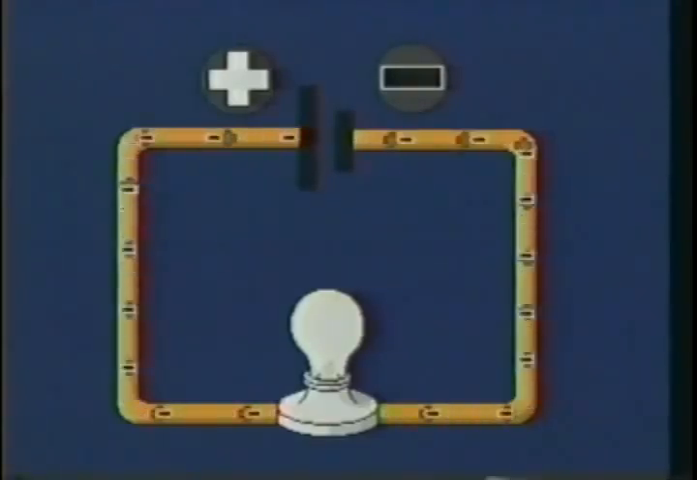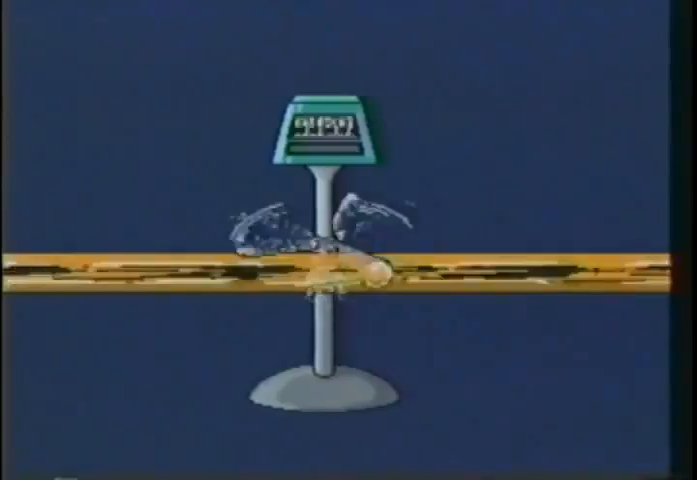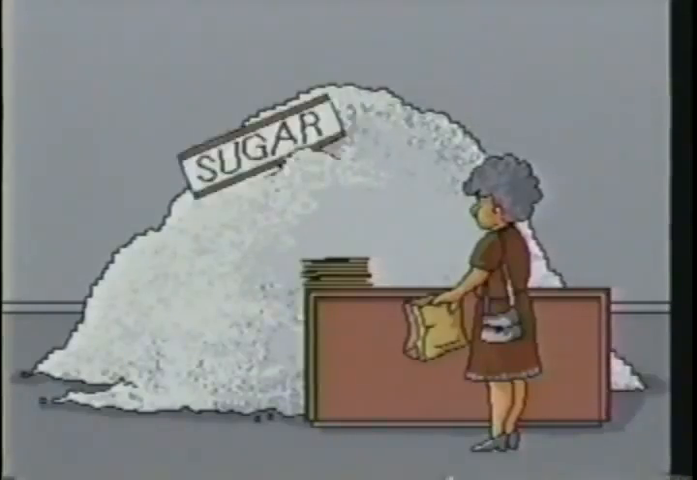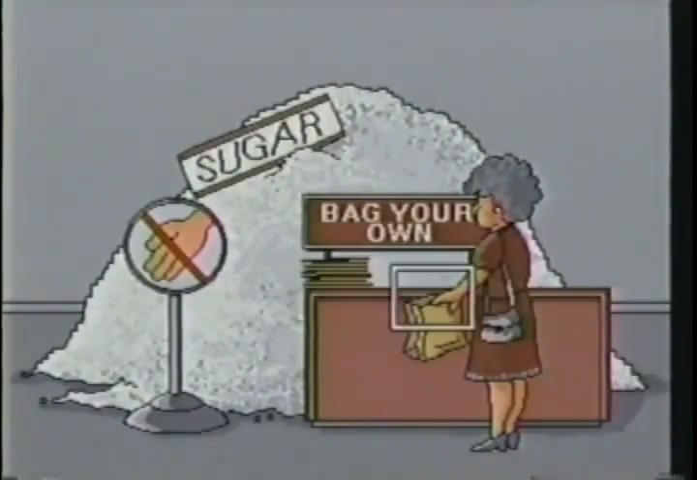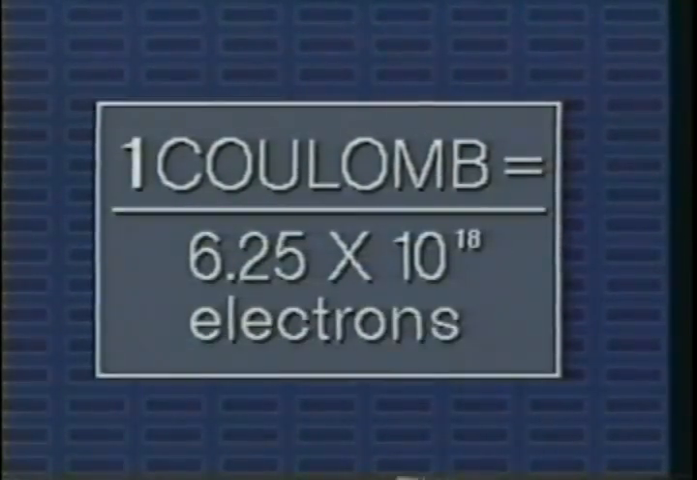But how do we express the amount of charge? Well, we might try to count the number of electrons that pass a specific point in a specific time. But electrons are so tiny that incredibly large numbers of them pass a given point in a short time. Counting electrons would be as ridiculous as trying to buy sugar by the grain. For this reason, instead of considering individual electrons, we consider groups of electrons, which we call coulombs. 1 coulomb is equal to a group containing 6.25 times 10 to the power of 18 electrons.